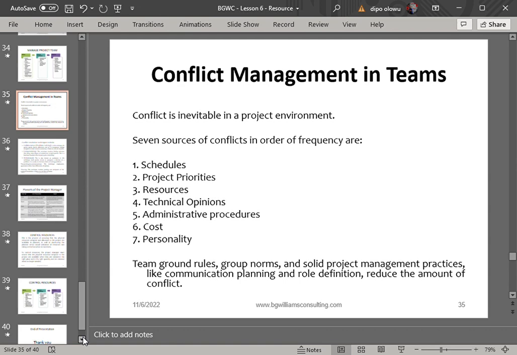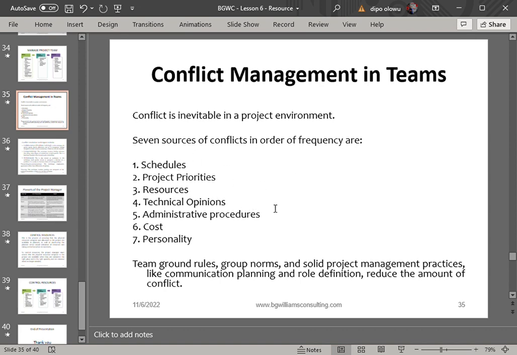All right, so what are the sources of conflict in a project? Take note, this is the order. Number one, conflict can come from schedule. Conflict can come from project priorities. Conflict can come from resources. Conflict can come from technical opinions. Conflict can come from administrative procedures. Conflict can come from costs. And conflict can come from personality. All these are the 7 major sources of conflict.